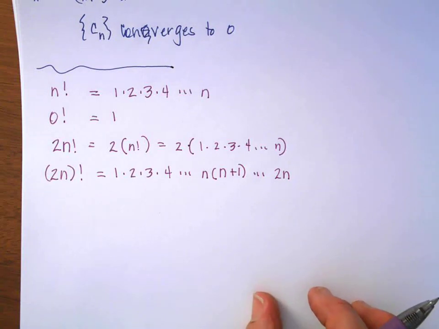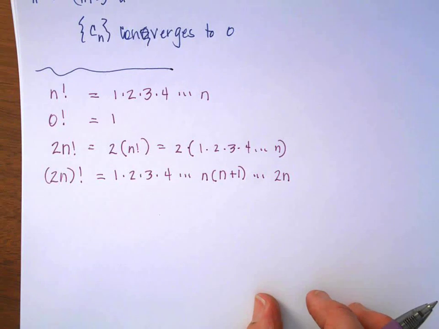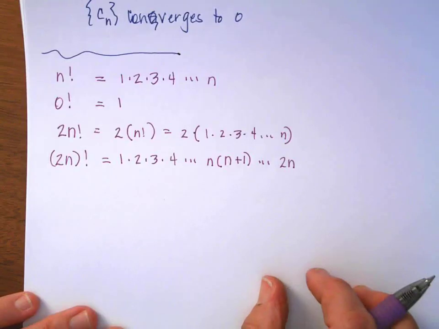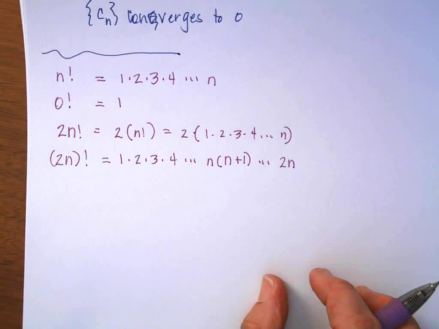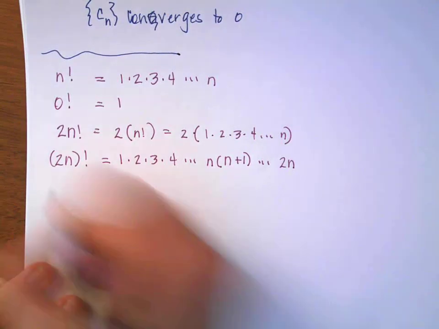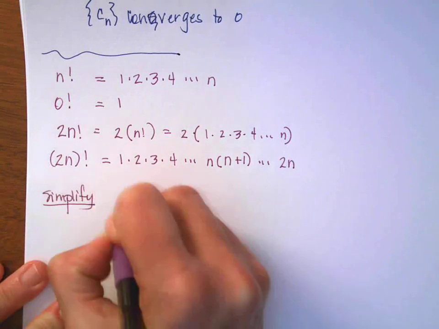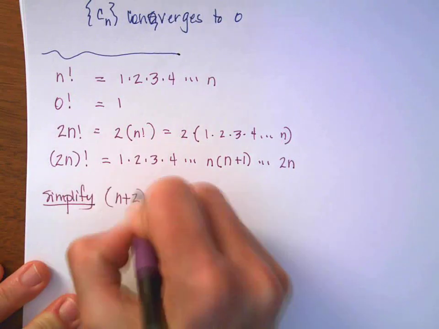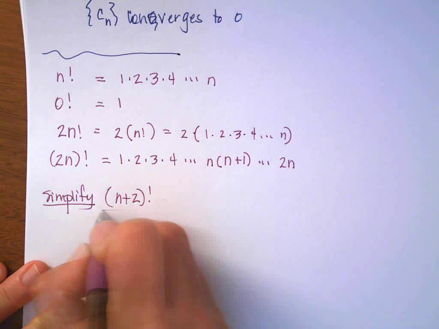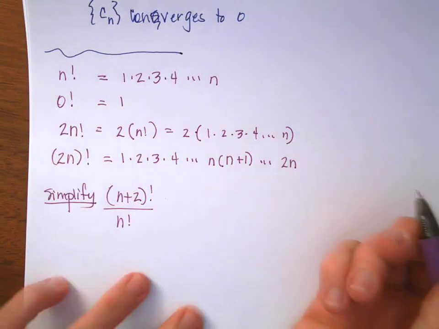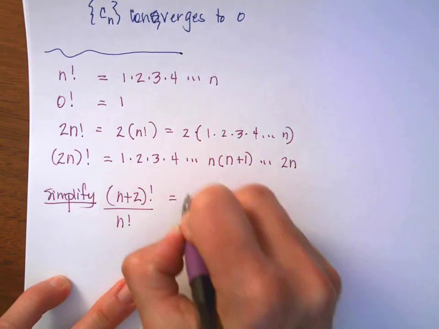And while I'm there, I'm going to show you a couple of problems where I have to simplify things, and then we'll go back and finish just because it's a little bit unusual. So the first one would be I want to simplify (n plus 2) factorial over n factorial.